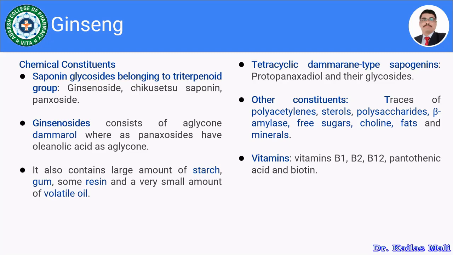The tetracyclic dammarane type sapogenins comprise protopanaxadiol and their glycosides. Some other constituents present in ginseng include traces of polyacetylenes, sterols, polysaccharides, beta-amylases, free sugars, choline, fats, minerals, and vitamins like vitamin B1, B2, B12, pantothenic acid, and biotin. So these are the chemical constituents of ginseng.